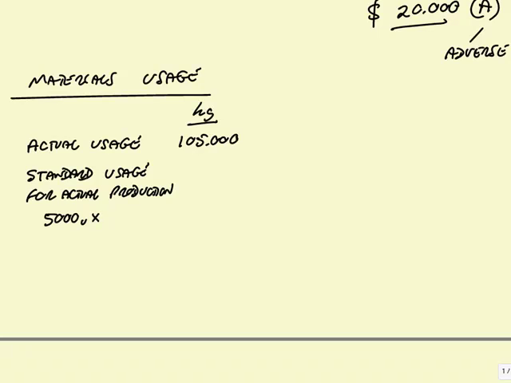How many kilos should each unit have taken? From the cost card, it should have been 20 kilos a unit. And therefore, for our production, we should have used, is it 100,000? 100,000. And so I hope, obviously, we used more kilos than we should have done. We've used 5,000 kilos too many.